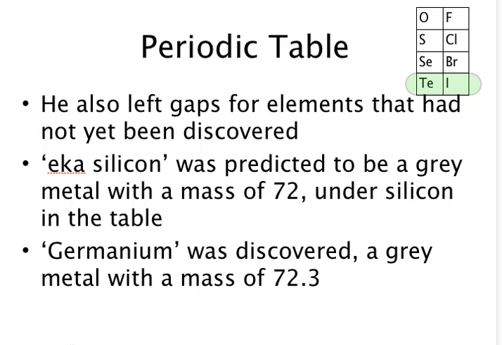He also left gaps for elements that hadn't yet been discovered, and he predicted what they might be like. For example, he predicted an element called Eka silicon, and it should be a grey metal with a mass of around 72, and it should be under silicon in the periodic table. When germanium was discovered less than 20 years later, which was a soft grey metal with a mass of 72.3, it was realised that Mendeleev's periodic table worked, as it could make good, useful predictions.